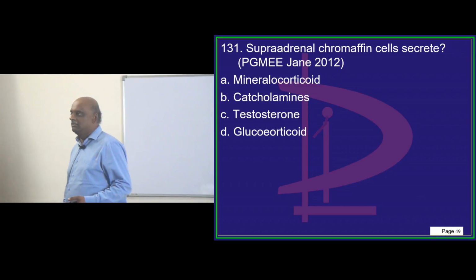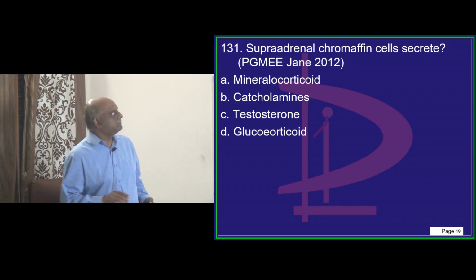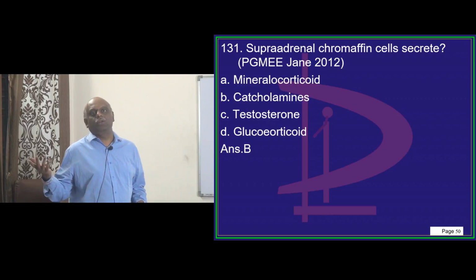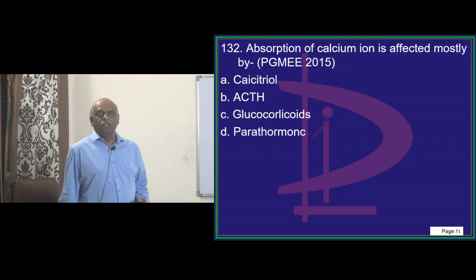Suprarenal chromaffin cells, what do they produce? They all produce catecholamines, all of you know very well.